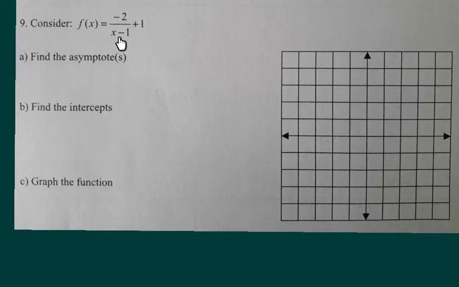Here we have a very typical exam question. We're given a function and we're asked to find the asymptotes, intercepts, and then graph this function. Let's do our analysis and go through each of those steps one by one, and then at the end we will arrive at the graph of this function over here.